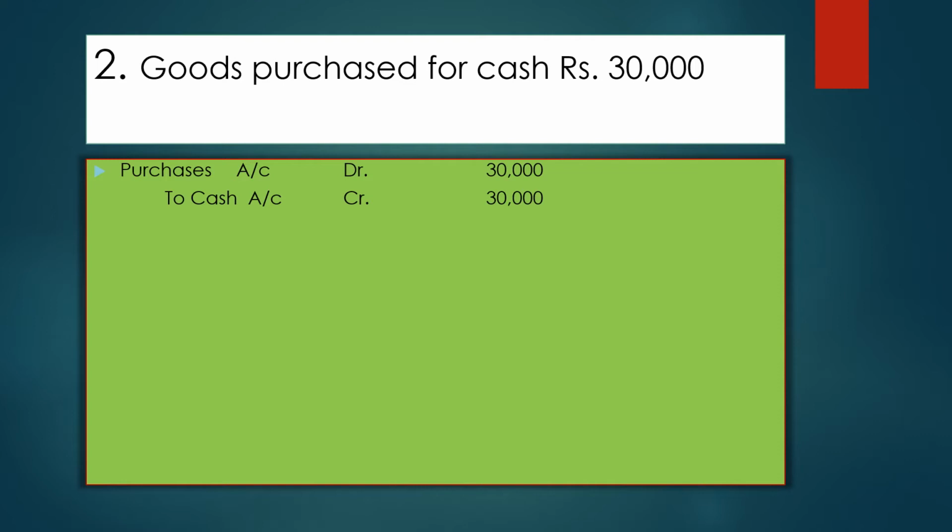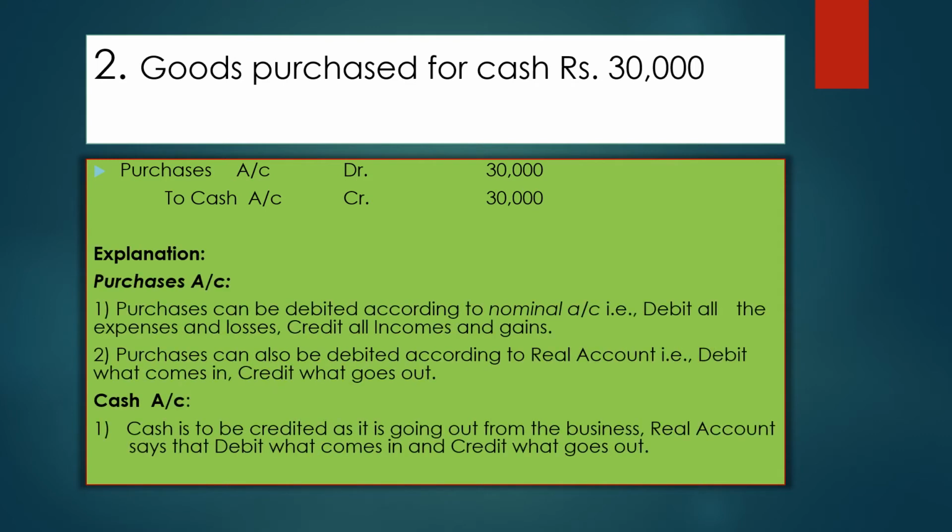The explanation is as follows. Now let us see that. Explanation. Purchases account. So I have given the perception according to nominal account as well as real account. Then coming to cash account. Cash is credited as it is going out from the business and according to the real account it is saying that debit what comes in and credit what goes out.